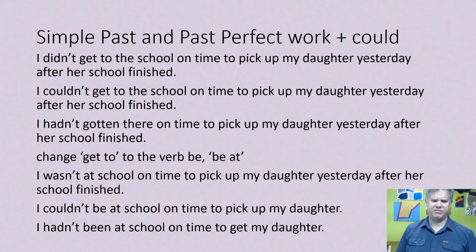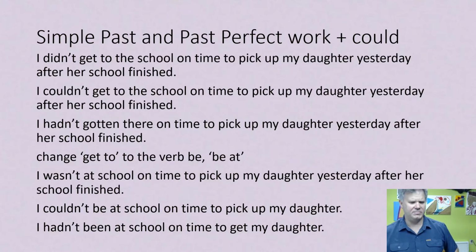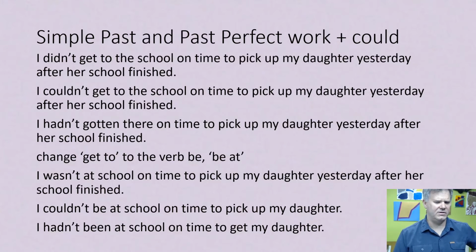Look at these last three sentences at the bottom. I wasn't at school on time to pick up my daughter yesterday after her school finished. I wasn't at school, or I couldn't be at school on time to pick up my daughter. One more time. I couldn't be at school on time to pick up my daughter, or I hadn't been at school. Well, that kind of sounds weird. I hadn't been at school on time.